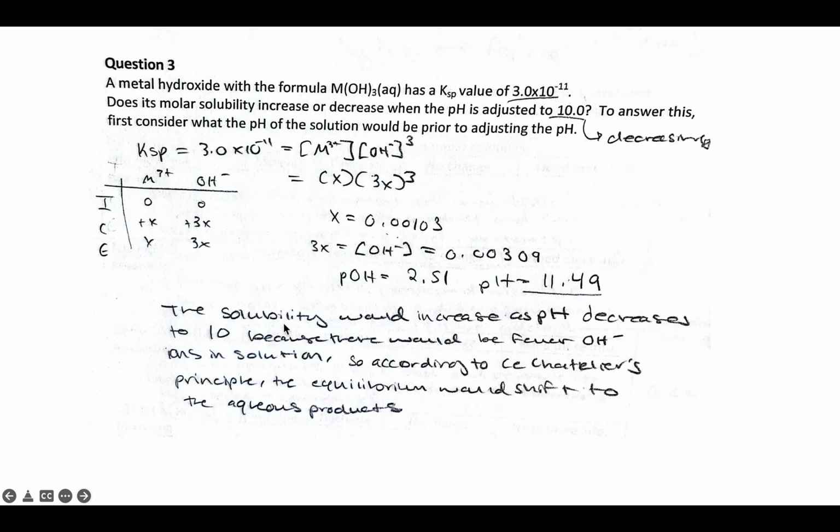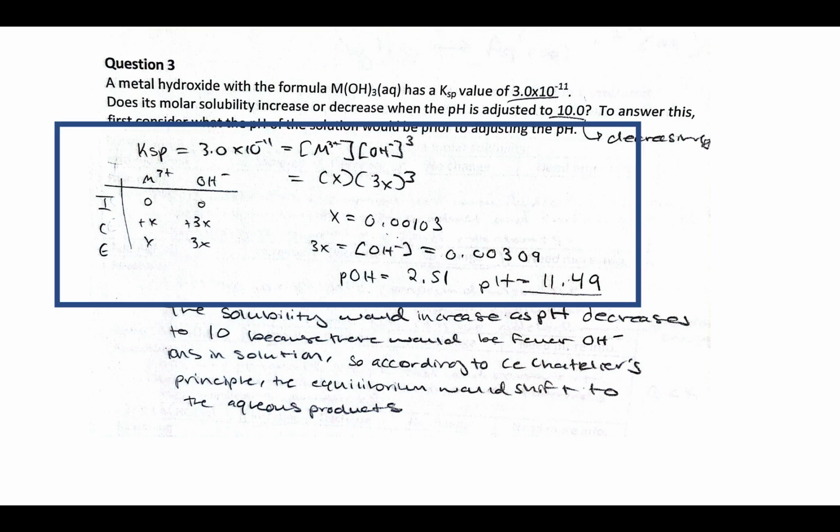By using the Ksp value, we can solve for what the molar solubility would be. And within this, I'd say more important than the molar solubility, we can solve for what the hydroxide concentration is. By using the hydroxide concentration, we could calculate the pOH and then the resulting pH. So we first want to consider the amount of hydroxide there if it was a saturated solution, because that's what corresponds to the molar solubility.